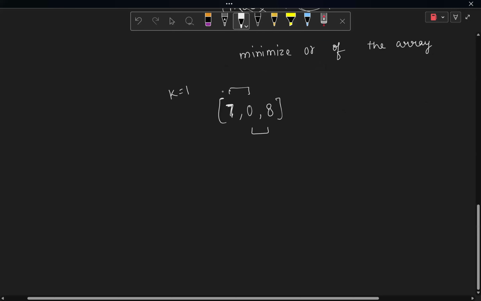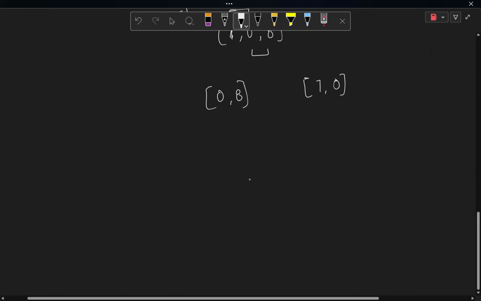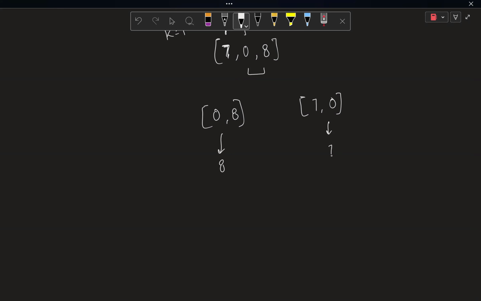If I choose 7, 0, if I replace 7, 0 by their bitwise AND, which would come out to be 0, then the array I will have is 0, 8. In the other case, the array will be 7, 0. So here you see that this will have a bitwise OR of 8, and this will have a bitwise OR of 7.